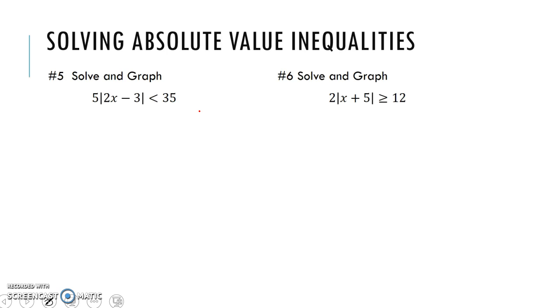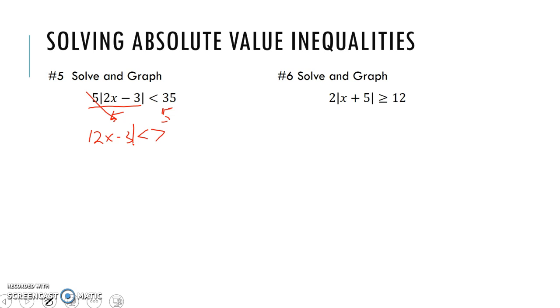Let's start by taking a look here at number 5 and solving this inequality just like we did with the equations. First thing we're going to do is isolate the absolute value by dividing both sides by 5. So I'm going to divide both sides by 5, and what I'm going to have is the absolute value of 2x minus 3 is less than 7.